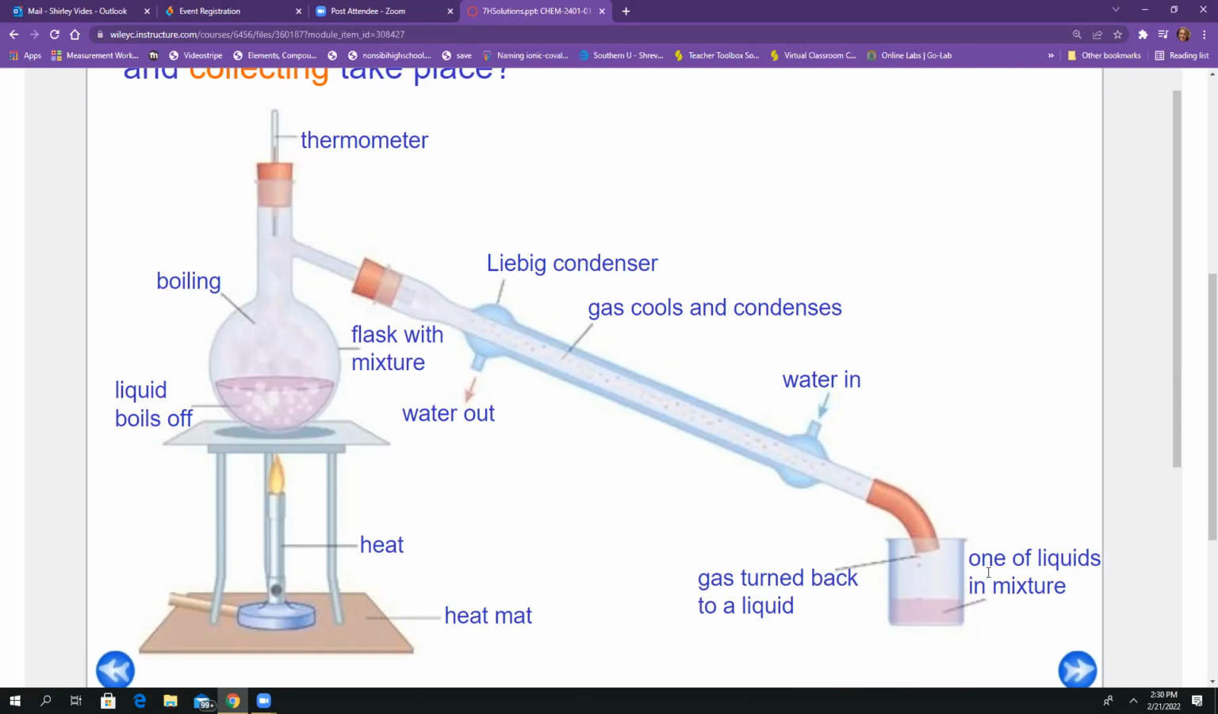Because one of the liquids may boil at a certain temperature and the other one may boil at a different one. So you want to be able to pinpoint the time when it's boiling, when it really has reached the maximum, the next plateau, before turning all the way into a gas. Because if it turns into a gas, it's going to come through here, but a liquid won't.